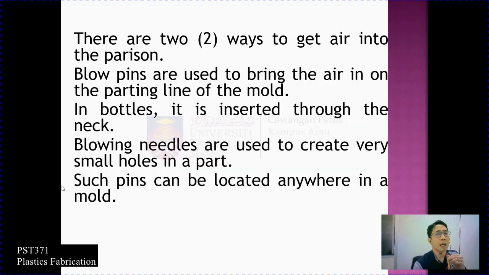There are two ways to get air into the parison. The first is the blow pin, used to bring air in at the parting line of the mold, or at the bottom, where it is inserted through the neck. The second is the blowing needle, used to create a very small hole in a part. Such a pin can be located anywhere in a mold.